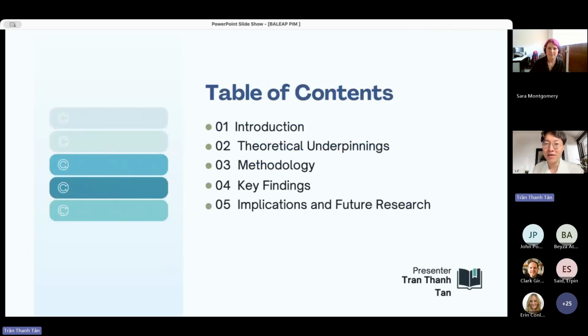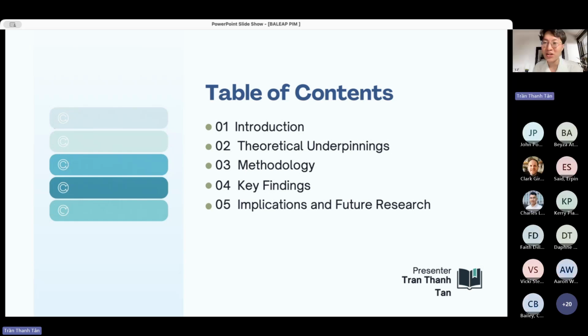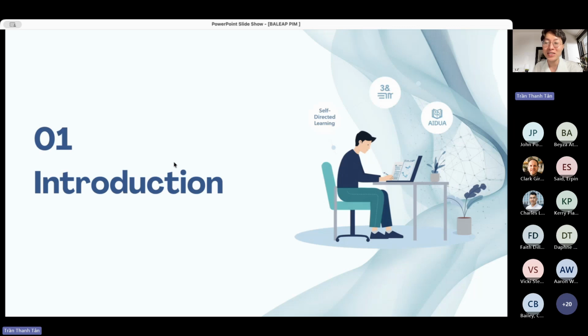There are five main contents that we'll go through today, and let's jump to the first part, introduction: the background and the problem statement of this research paper.